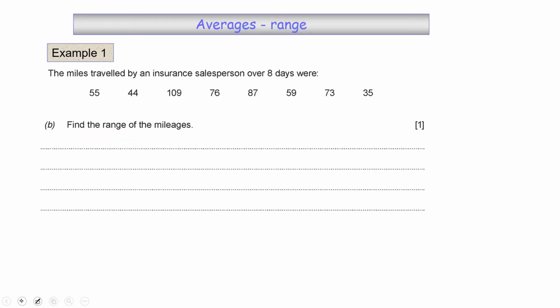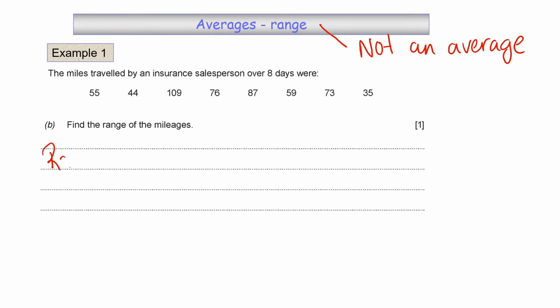Okay, let's look at the range then. So remember, the range is not an average. It's very important that you remember that. The range tells us how spread out the data is, so it's a measure of spread. So here, the miles travelled by an insurance salesperson over 8 days were those numbers. Find the range of the mileages.